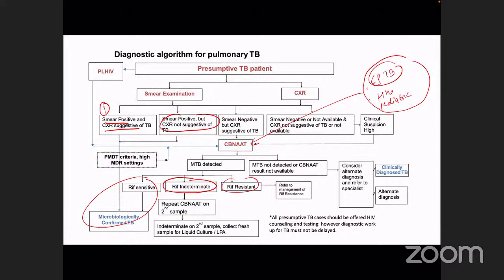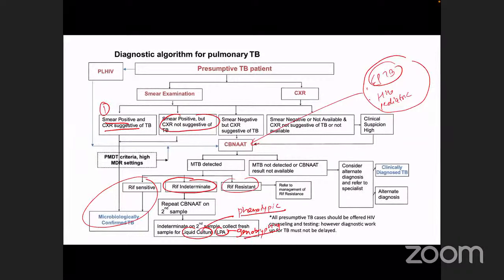That is, after CBNAAT, the next method that is available for use is LPA. We'll discuss that in an upcoming slide. That is line probe assay, or LPA, which is a genotypic method, and/or liquid culture, which is a phenotypic method for detection of drug-resistant TB. We'll be discussing these in the upcoming slides.